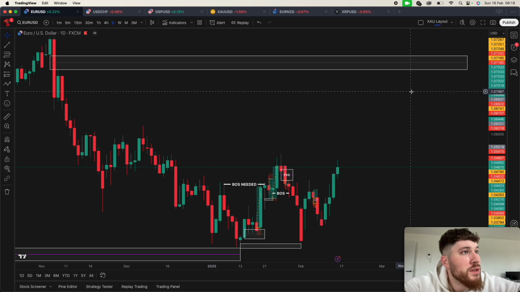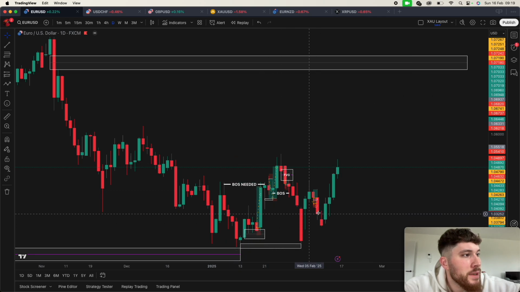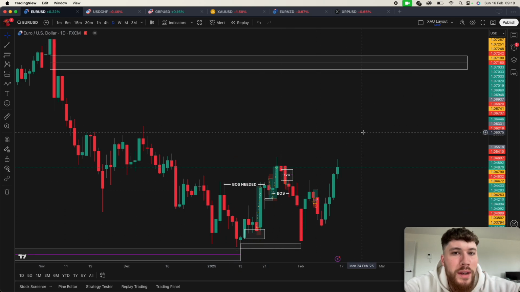The reason why we want to see a continuation in bearish structure is because the higher time frame bias is a bearish market. So this here is merely a corrective wave within a higher time frame scheme of things, essentially.